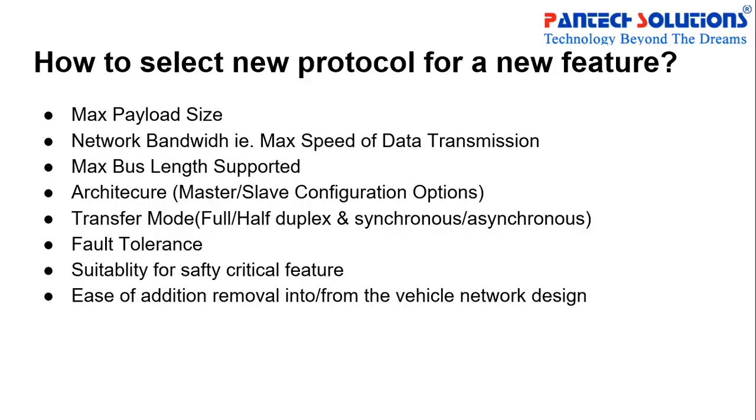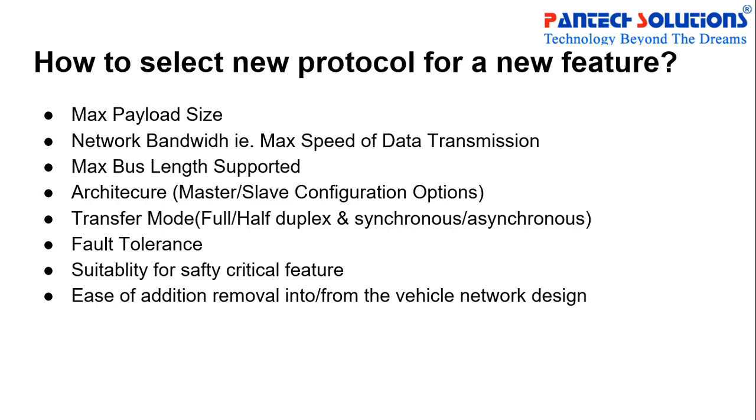So how to select a new protocol for new features? First you should identify the maximum payload size, that is the message size, and the network bandwidth. So what is the type of message you are going to use? The next one is the maximum bus length supported, and the architecture, whether it is master or slave configuration types, and transfer mode, that is in which duplex we are going to transfer, and synchronous or asynchronous type.